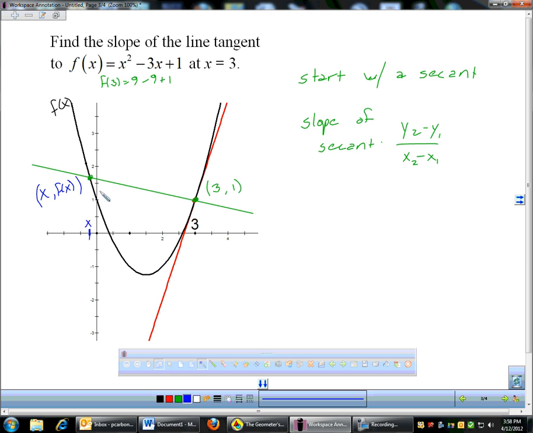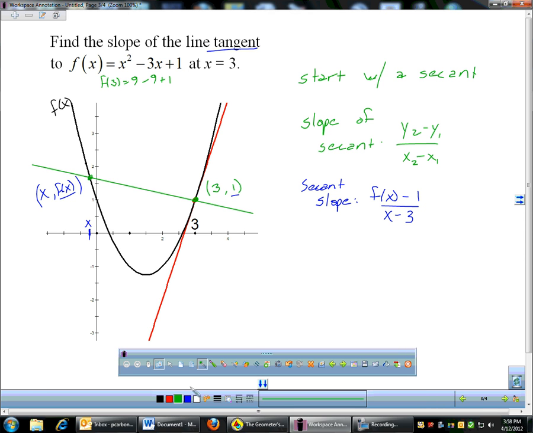And I'm going to find the slope between those 2 points. So my slope of the secant is going to be y minus y, so f of x minus 1 over x minus 3. That is my secant slope, and that's what we're going to start with. Now remember, I want the slope of the tangent. I didn't ask for the slope of the secant, so we're going to have to change this a little bit to turn it into the tangent.